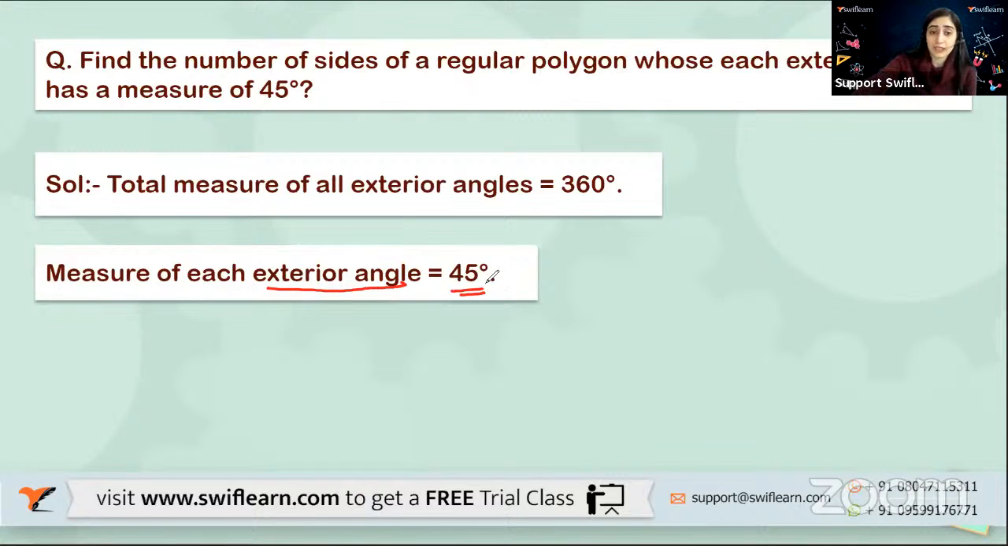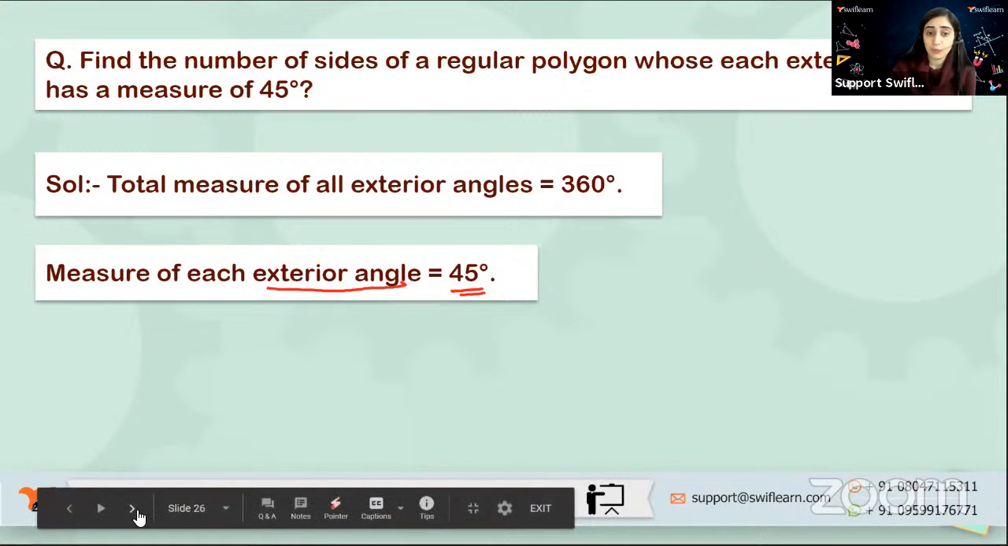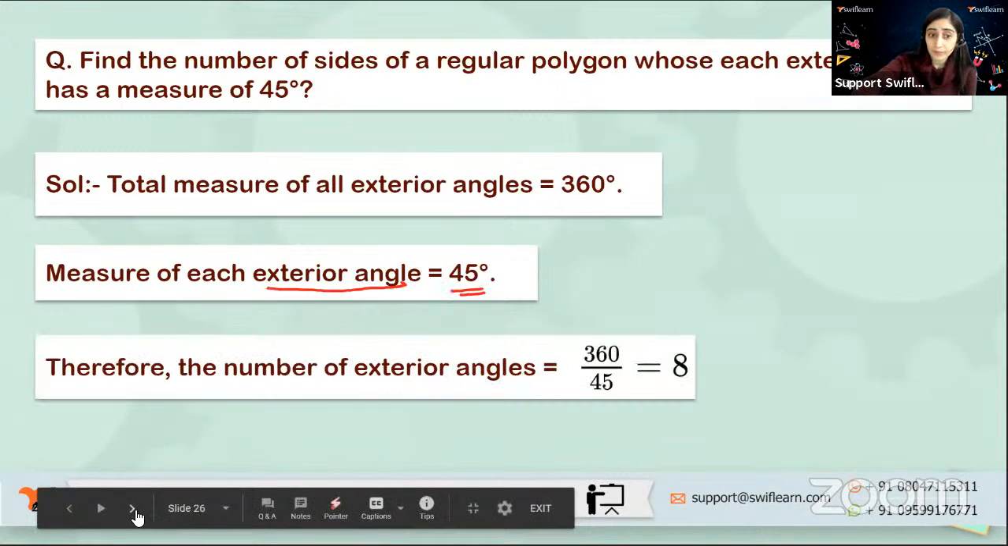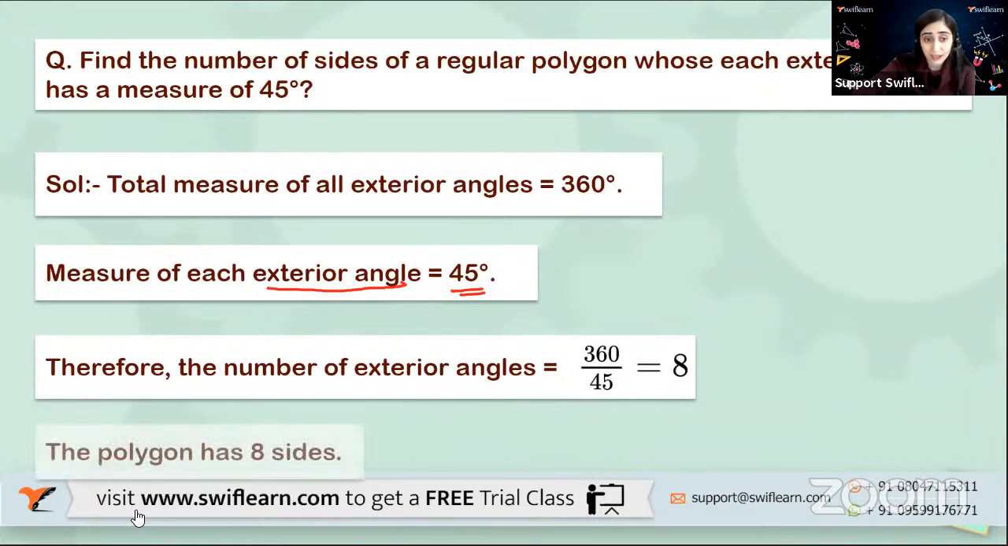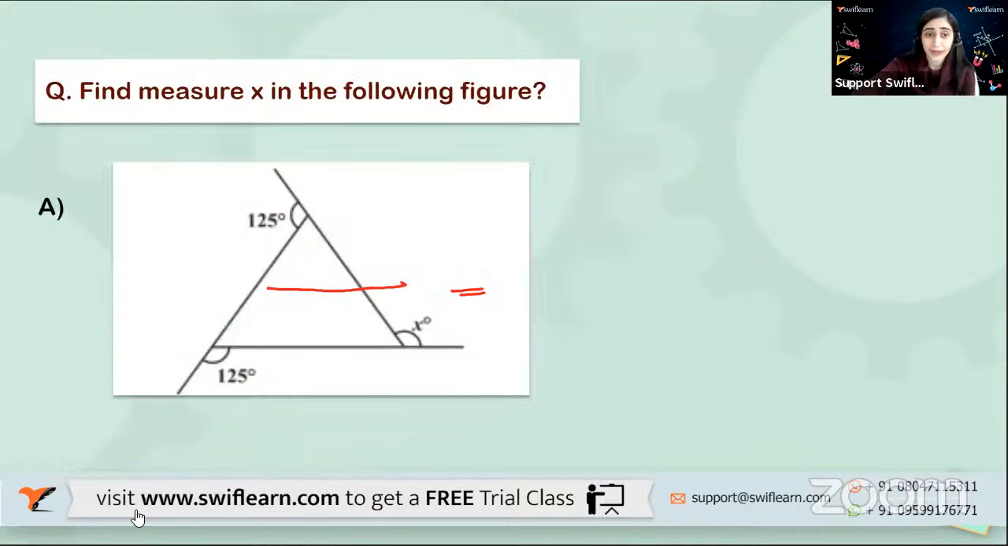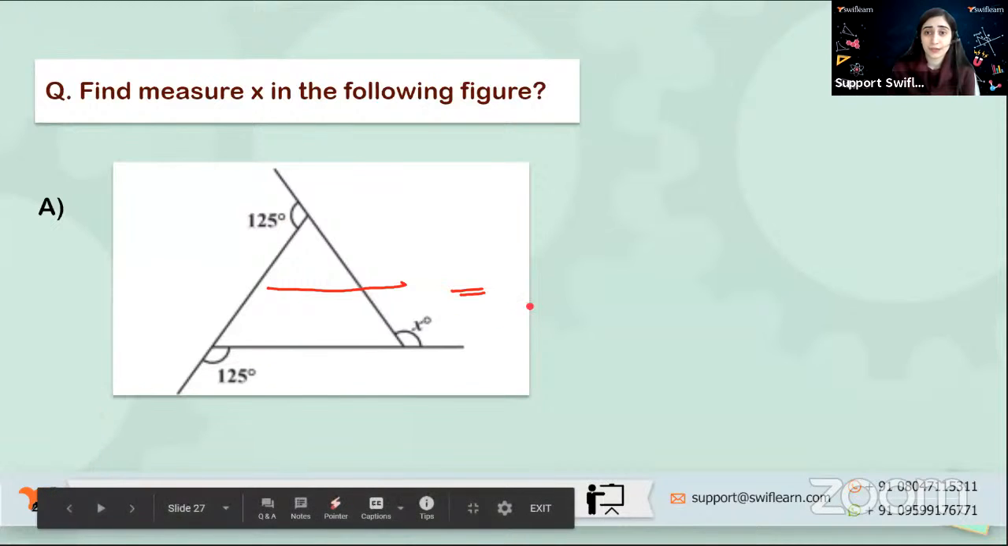So when I know this, that means that 360 degrees has to be equally divided. So the number of external angles will be equal. So I'll divide 360 degrees by 45 degrees, which comes out to be 8. So I know it is an octagon, where each external angle is 45 degrees. Clear with this? Okay, moving on to the next one.